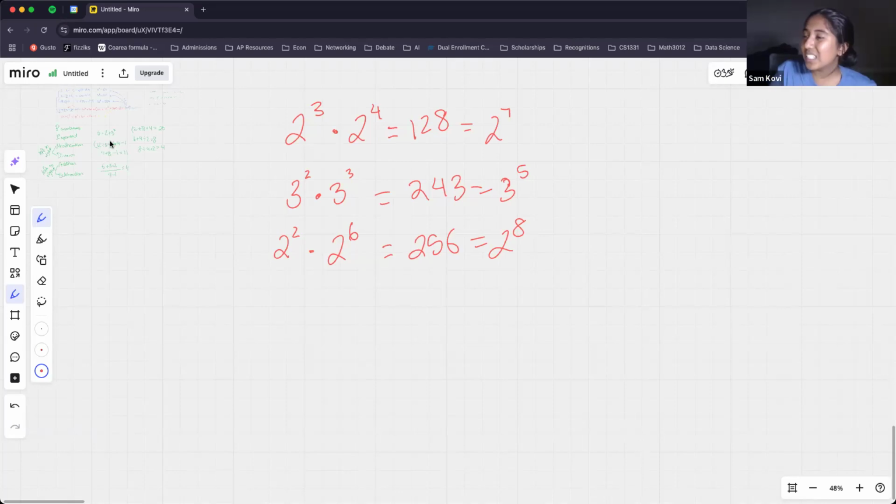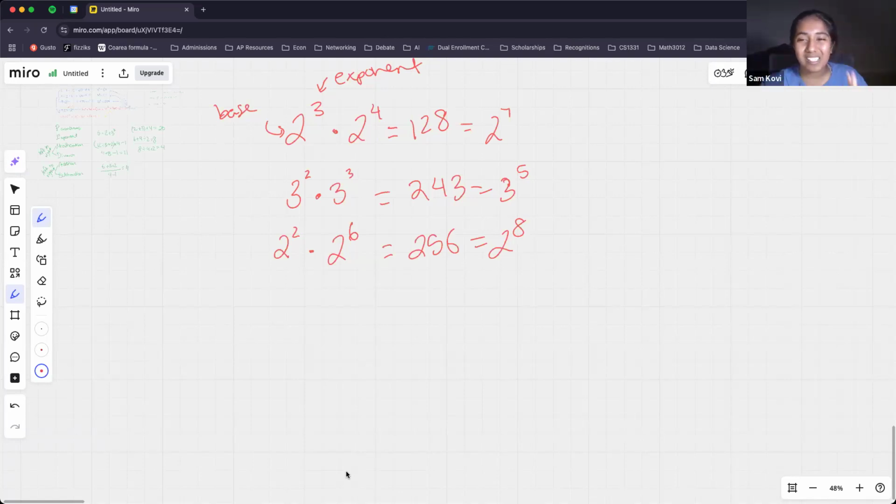In an exponent, I have my base. In this case, for 2 cubed, my base is 2. And then I have my power, or my exponent, which is the thing on the higher level. If my bases are the same, you'll notice in all of these examples I have 2 and 2, 3 and 3, 2 and 2. I'm never doing anything like 2 and 3, because if I do that, I cannot use the product rule.